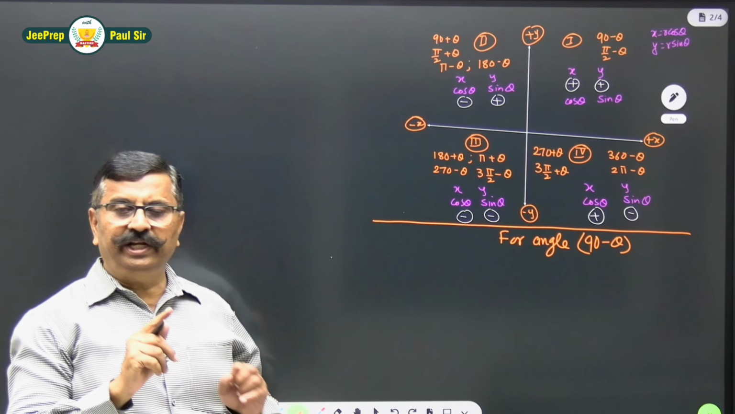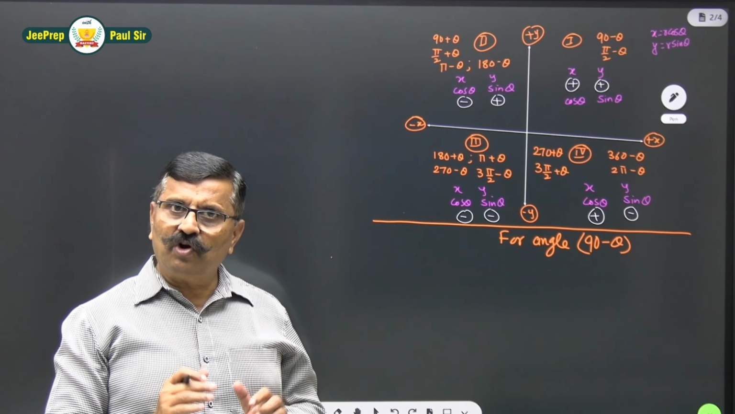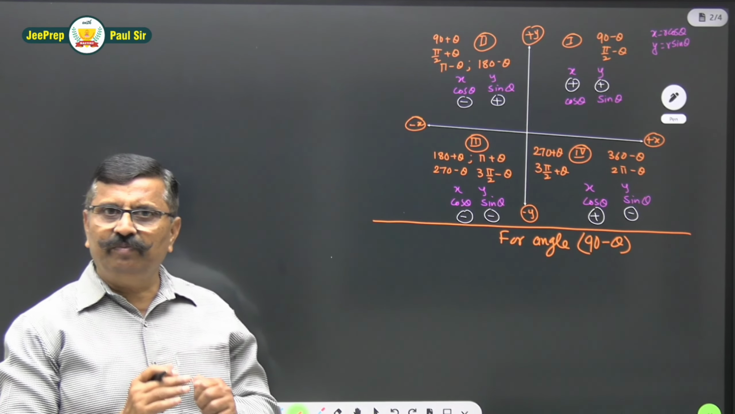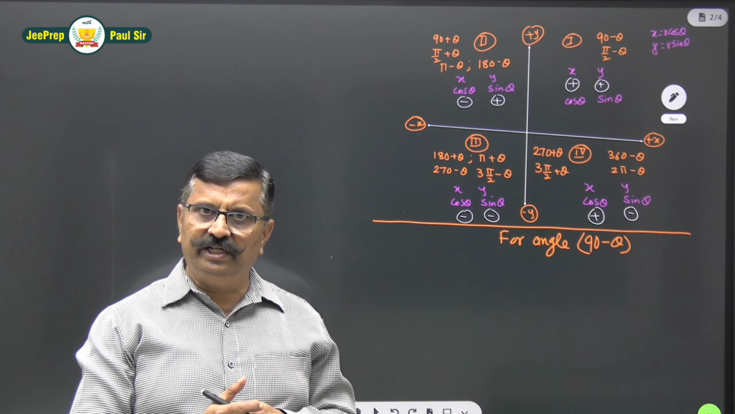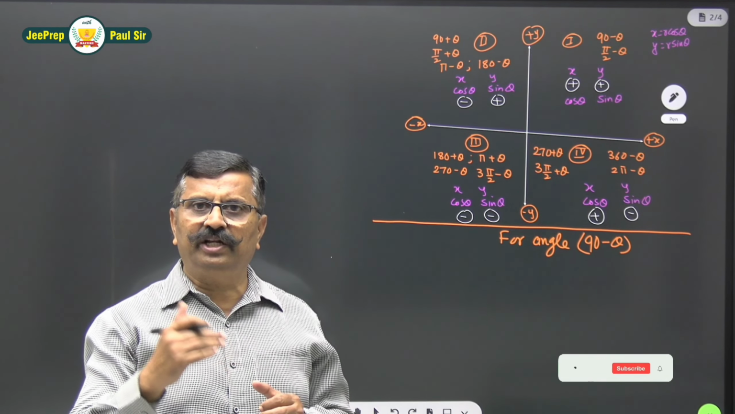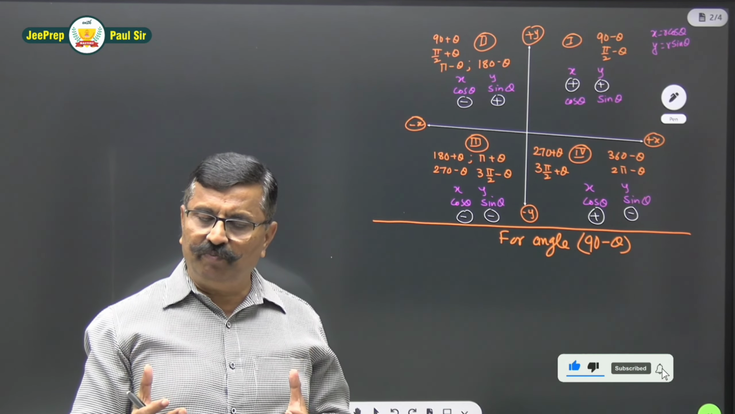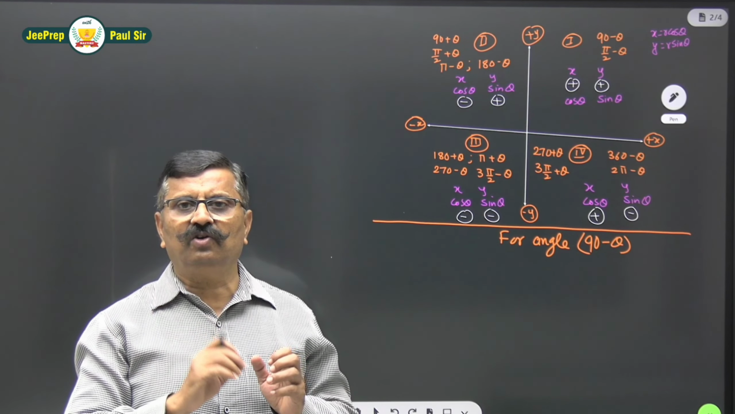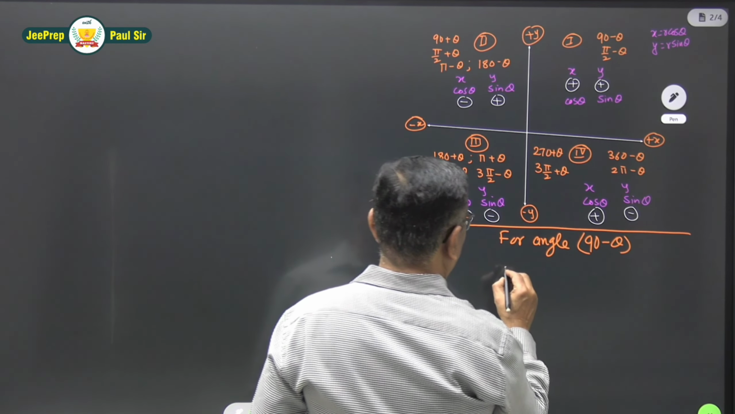Now, as we know, 90 minus theta comes in the first quadrant. So, in the first quadrant, both sine theta and cos theta are positive. But always remember, if you have angles like 90 plus theta or 90 minus theta, and the same way 270 plus theta and 270 minus theta, then always write sine as cos and cos as sine.